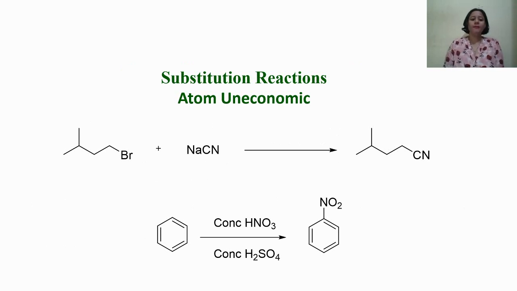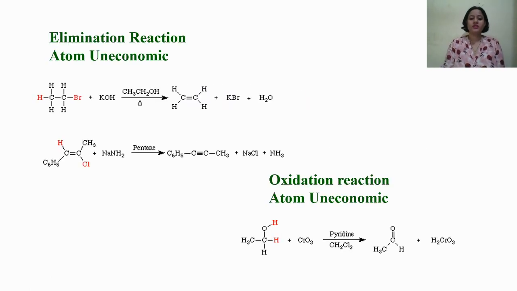This is one example. Here, this alkyl halide, when treated with sodium cyanide, has bromide replaced with cyanide. So this is a substitution reaction, and therefore the formula weight of the product is different from the formula weight of both the reactants. Another is the nitration reaction. Here the hydrogen of benzene is substituted by a nitro group. So both these substitution reactions are atom uneconomic reactions.